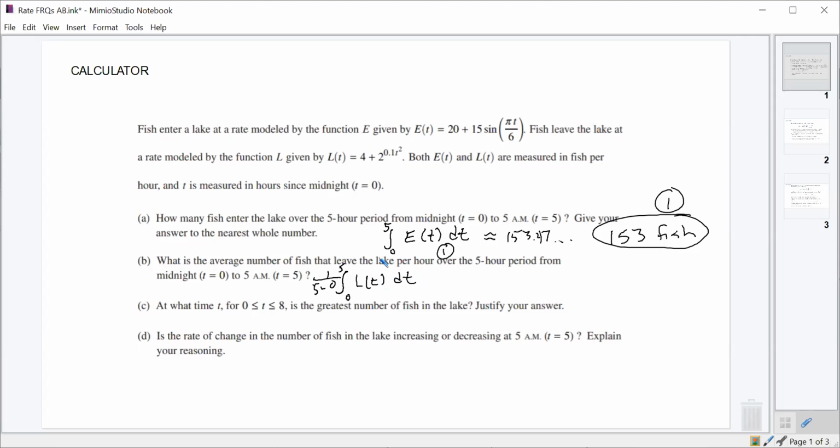And that comes out to be 6.059 ish. And that one was 1 point for the right setup and 1 point for the right answer. Any issues there with part B?